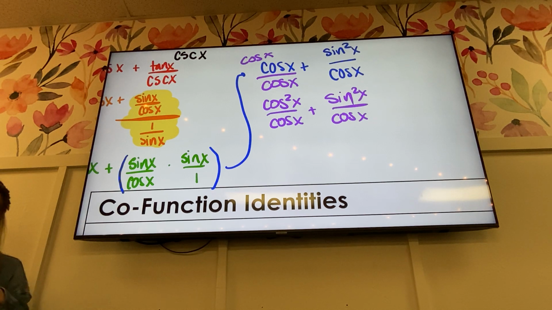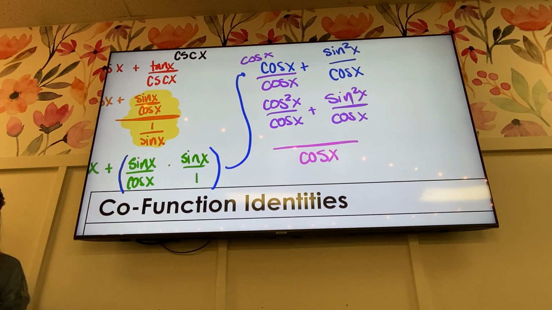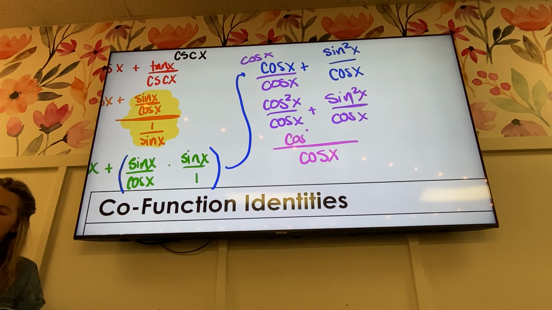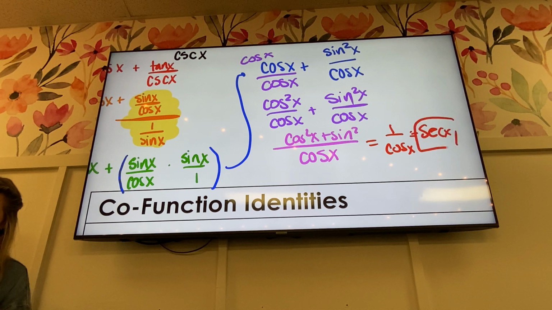Because you now have common denominators, we can write this as one giant fraction. The denominator is going to stay the same, so cosine will stay the same. And on top, you're going to have cosine squared x plus sine squared. And what is cosine squared plus sine squared? 1. What's 1 over cosine? Secant. I just don't know what it's called.